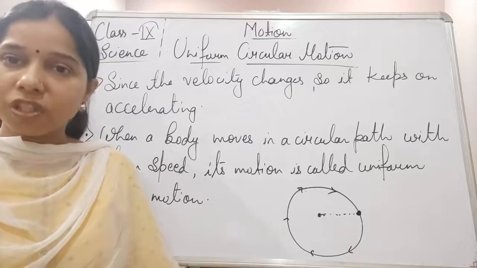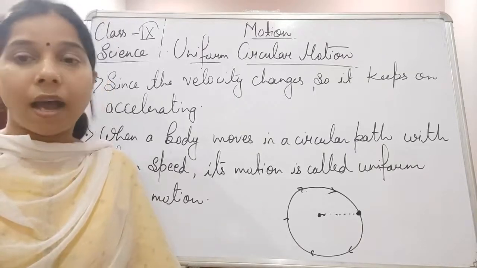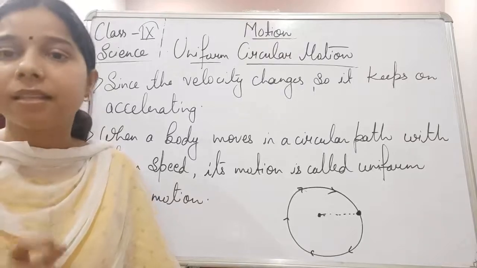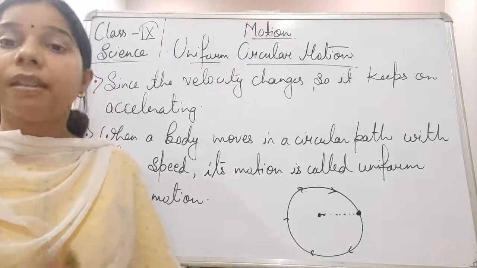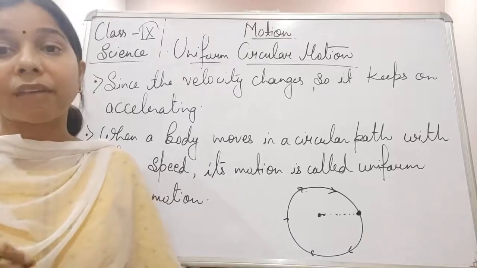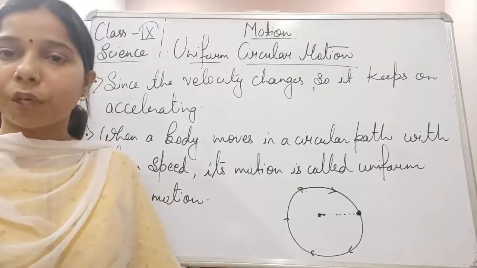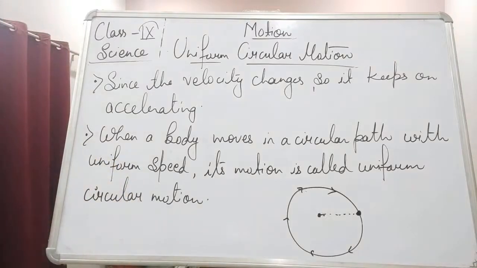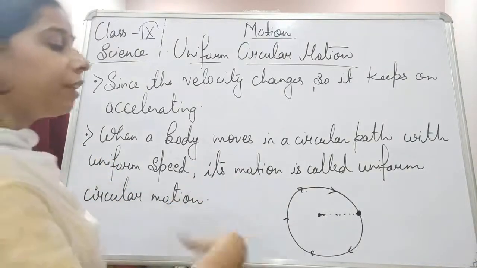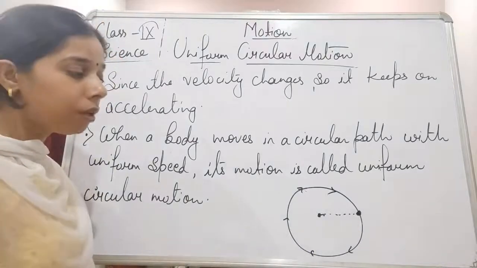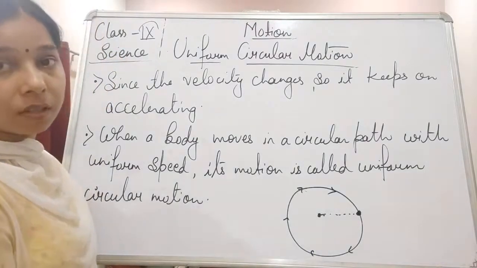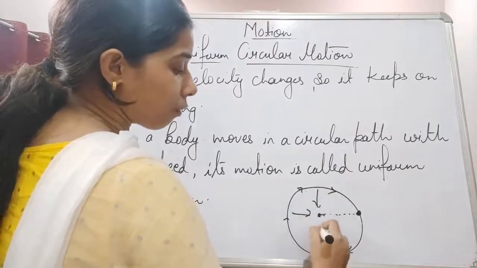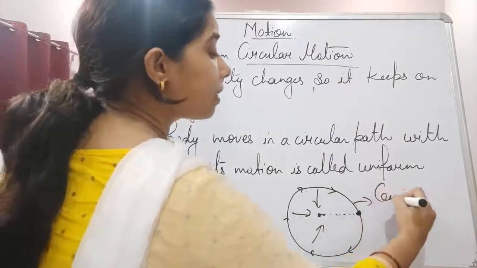If the direction changes, velocity also changes, and when the velocity changes, we say that the body is accelerating. So the kind of circular motion that we get because of the body moving in a circle will be a uniform circular motion. For moving an object in a circular path, we need a force. That force, which acts towards the center, is called the centripetal force.